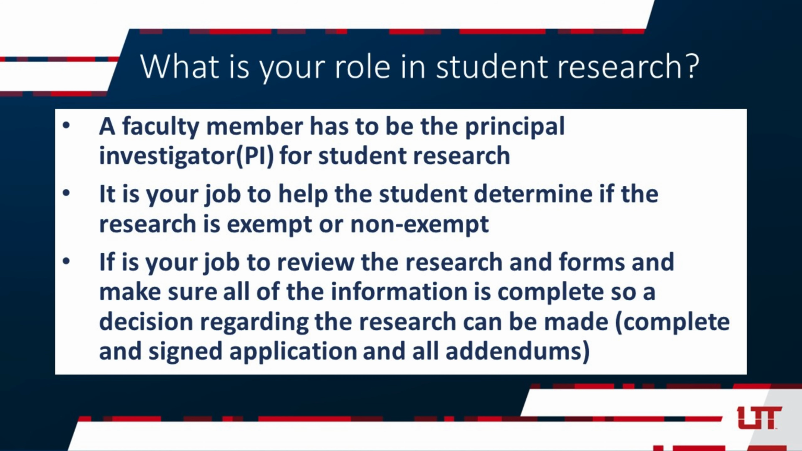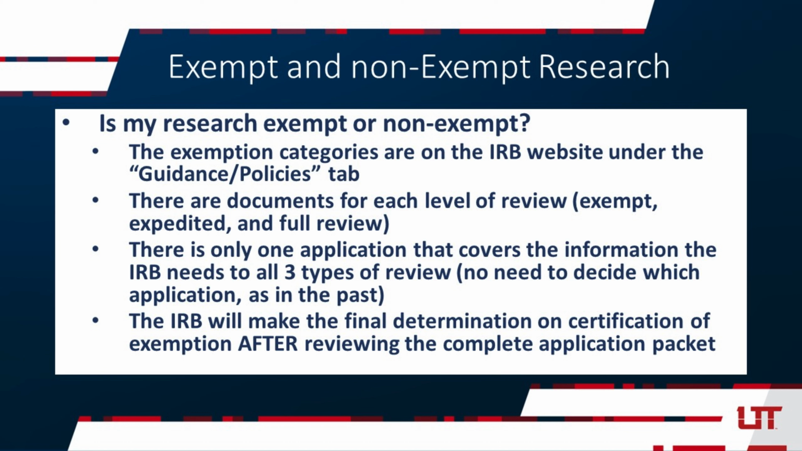The next step is to determine if the research is exempt or non-exempt. The parameters to determine this are on our IRB website. We have specifics regarding what type of activities fall under exempt, expedited, and full review. One thing to note is that we have just one application that covers all 3 levels of review. You do not need to choose which level, but you must be somewhat aware of your level so that you can have a good idea of how long the review may take. Ultimately, it is the IRB's role to make the determination of certification of exemption.